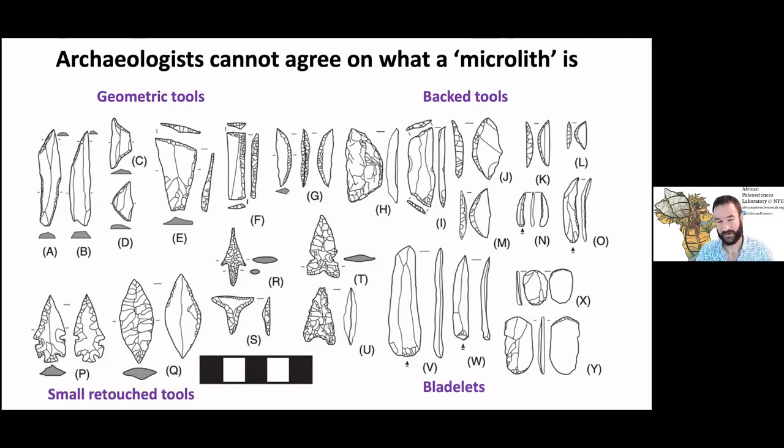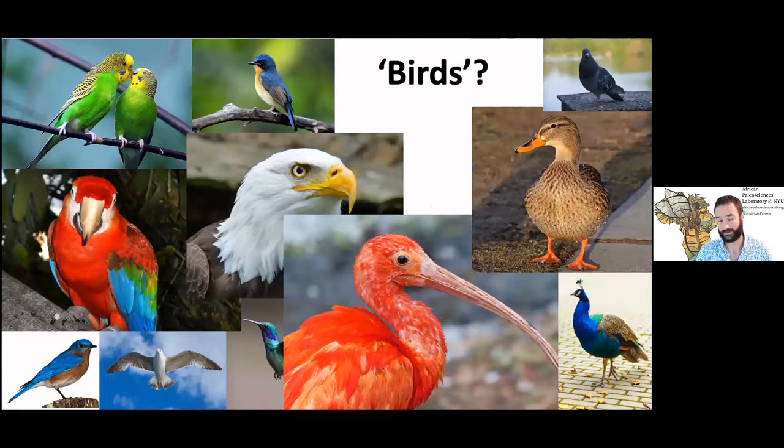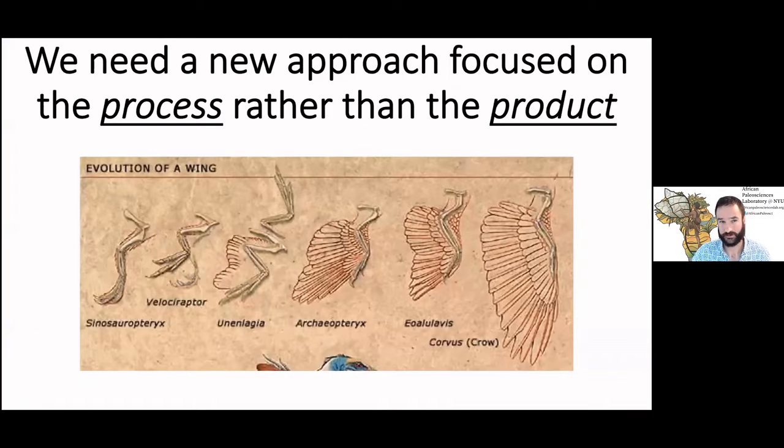All these things are microliths? That's kind of confusing. Now imagine we had to do this if we studied birds, right? We've got a whole bunch of diversity here. Is it enough to just call all these things birds and be done with it? Maybe for some people, if we just wanted to communicate the fact that there are birds on the screen, but if we really wanted to understand the phenomenon of what birds are, we need a classification system that can actually accurately describe their differences, not just call them all birds and be done with it. So we need a new approach focused on the process rather than just the products themselves.